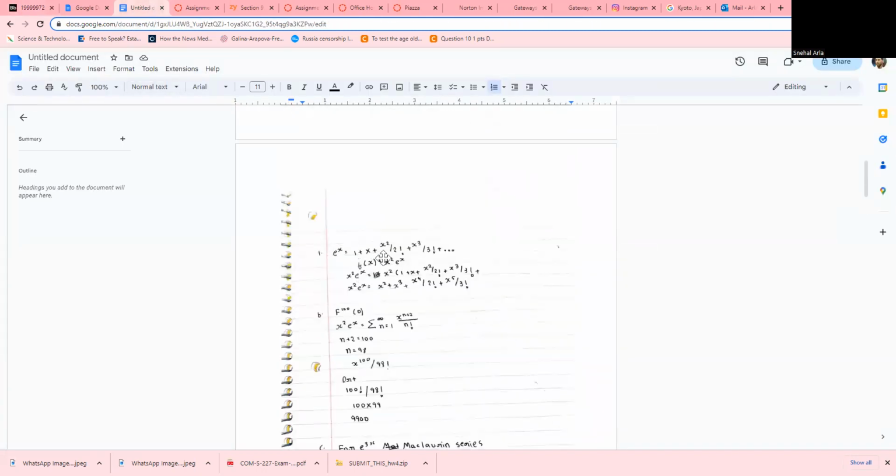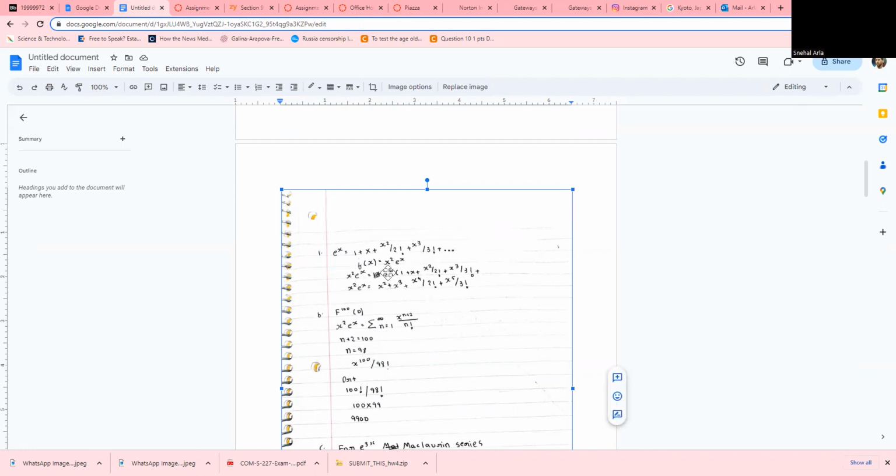For that, e to the x is one plus x plus x squared over two, plus x cubed over three factorial, and so on. So x squared e to the x is x squared times one plus x plus x squared over two, x cubed over three factorial, and just continuing. After further simplifying it, that's the Maclaurin series we end up with.